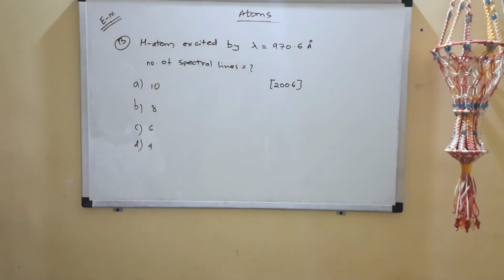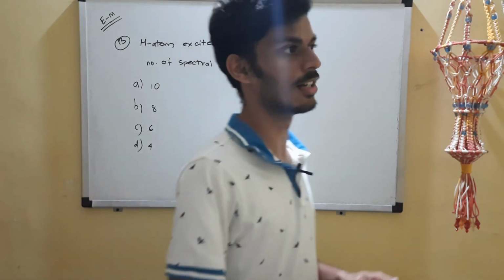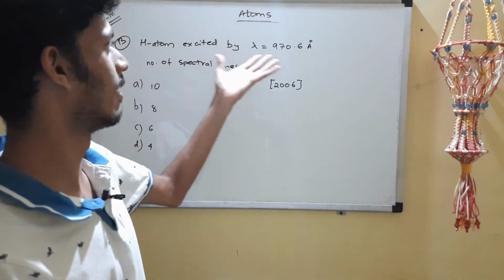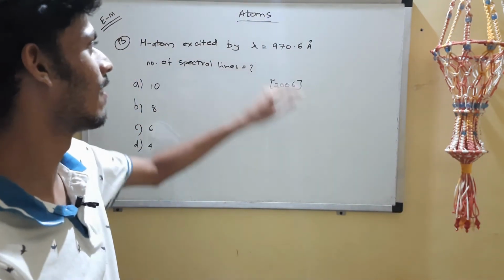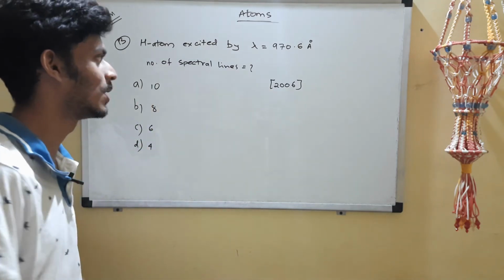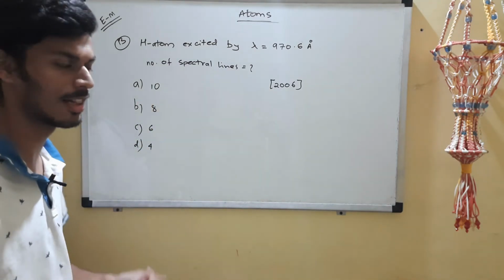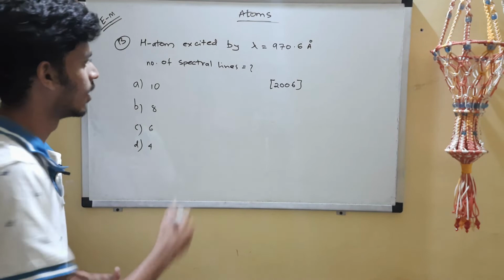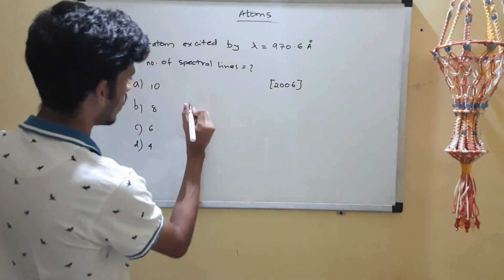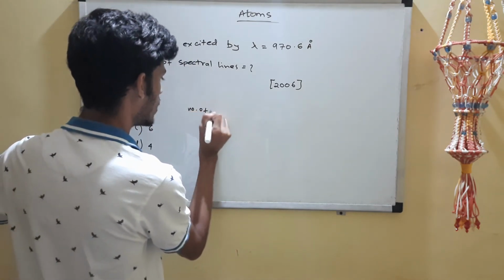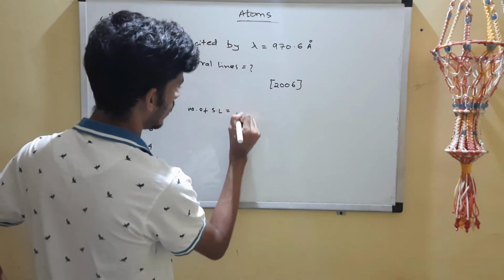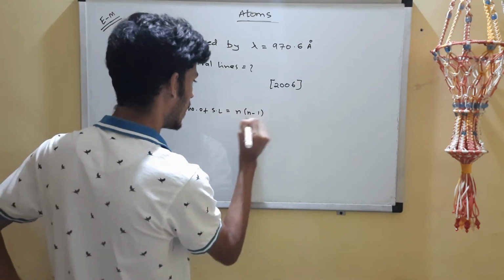So question number 13 over here. In this question, a hydrogen atom is excited by a particular radiation of this wavelength. You are supposed to tell the number of spectral lines observed in this case. Now you already know the formula for this. Number of spectral lines is given as n into n minus 1 by 2, right?